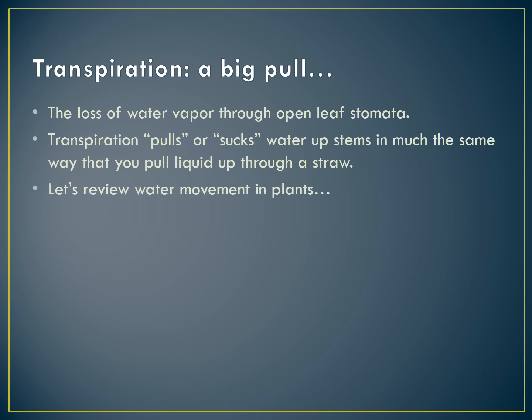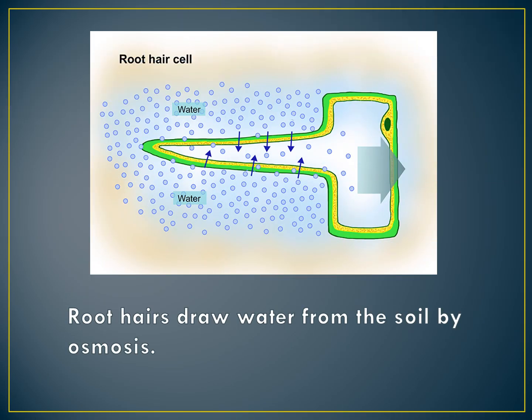Let's go ahead and review water movement in plants. Much earlier in the class, we talked about root hairs, and we said that root hairs were the only part of a root system that actually absorbs water, and that you find root hairs at the very tips of actively growing roots. Root hairs are also modified epidermal cells. This is a diagram of a root hair sticking out into the soil. So root hairs draw water from the soil by a process called osmosis.